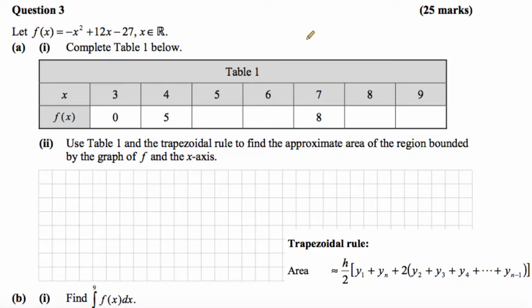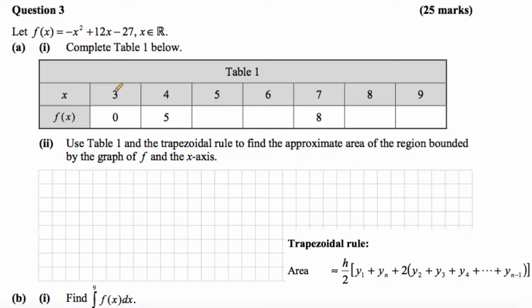So this is the 2015 Leaving Cert Higher Level Paper 1, and we're looking at question number 3. Let f of x equals minus x squared plus 12x minus 27, where x is an element of the set of real numbers. Part A1 says complete table 1 below. So we have table 1 here.